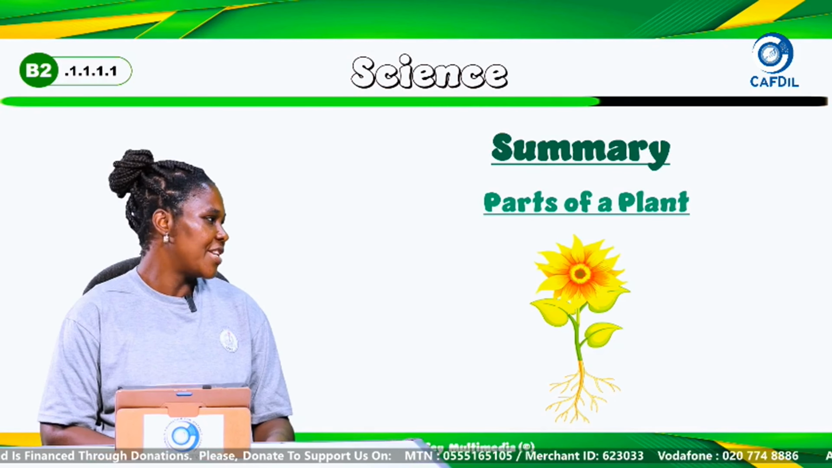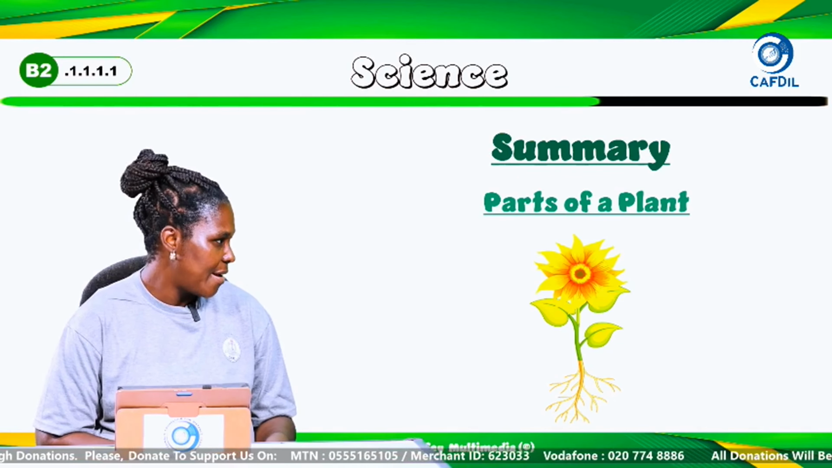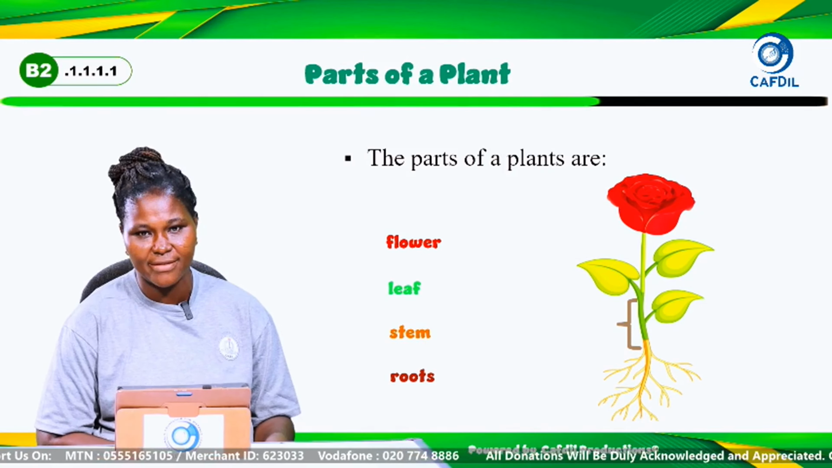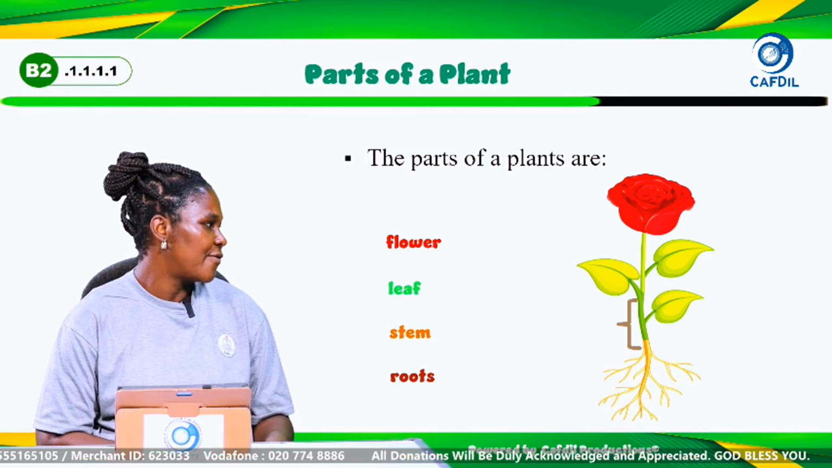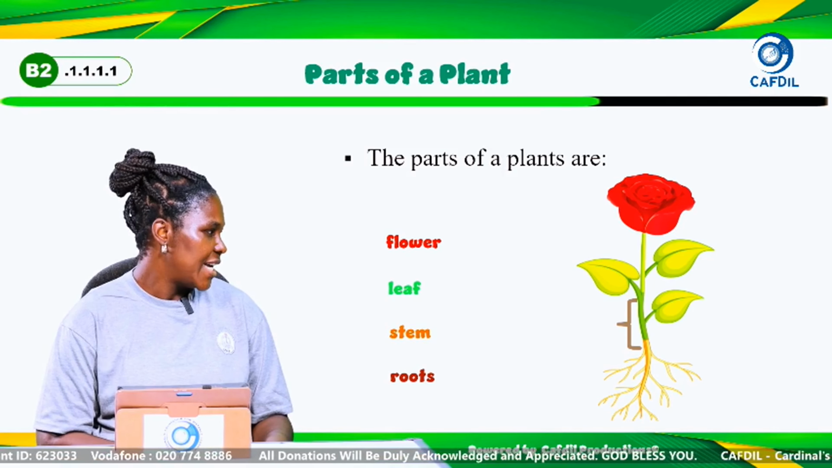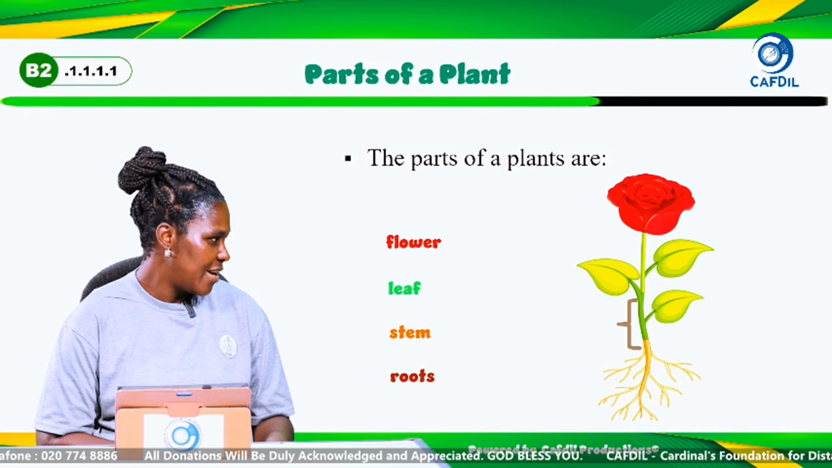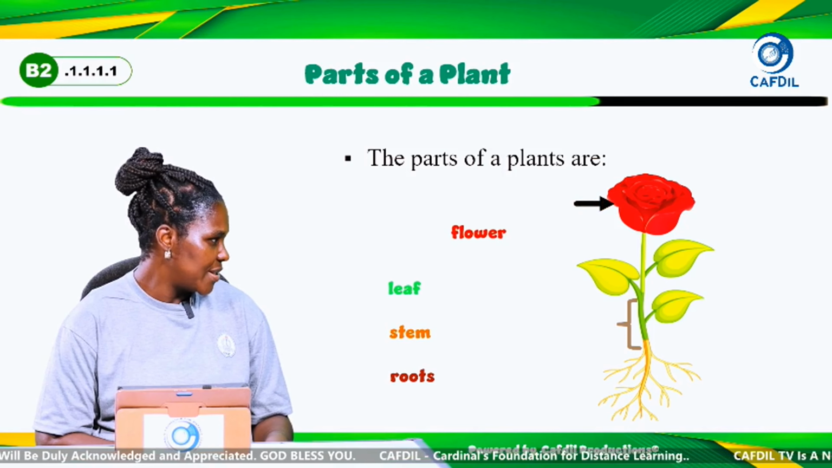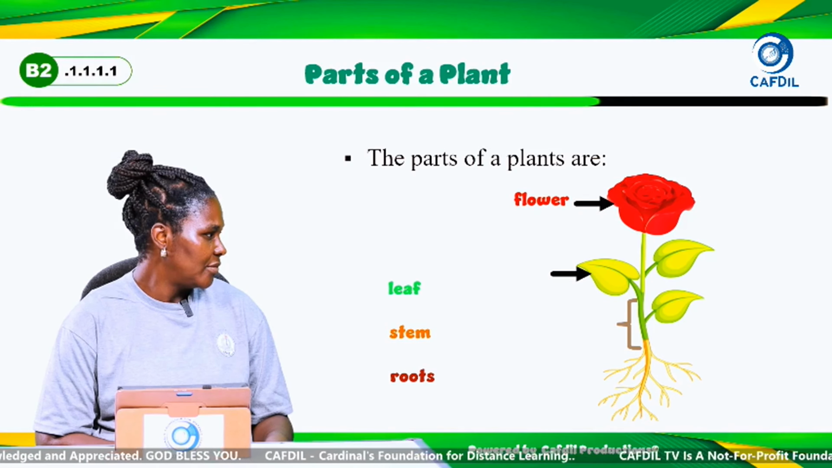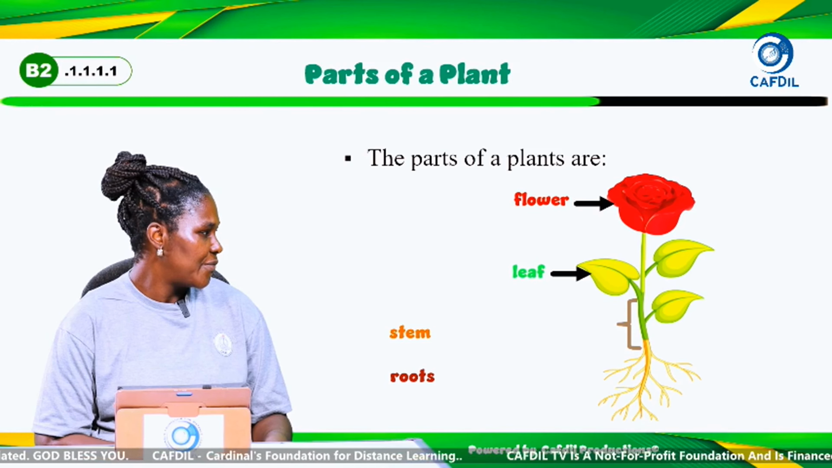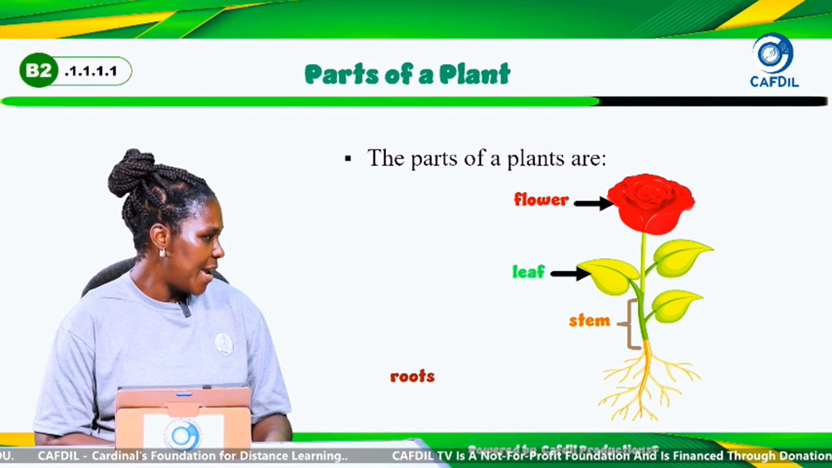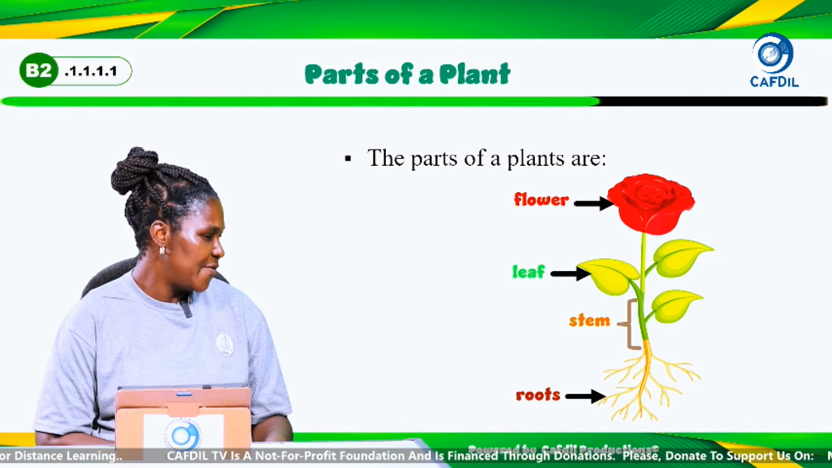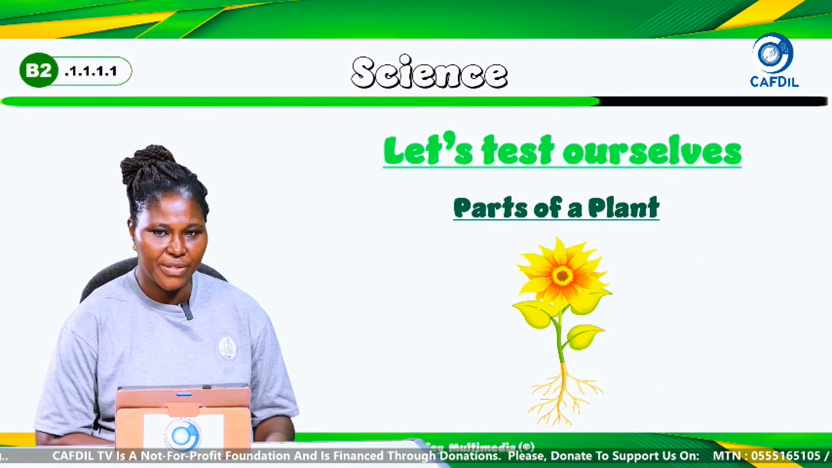So we have come to the end of our lesson. Parts of a plant. We saw that the parts of the plant are flower, leaf, stem, and roots. So this is the flower. We have the leaf. We have the stem and the roots. Flower, leaf, stem, and roots.